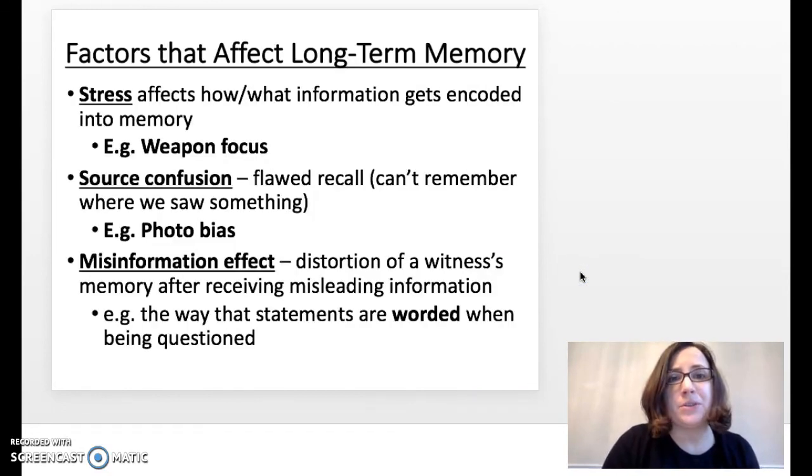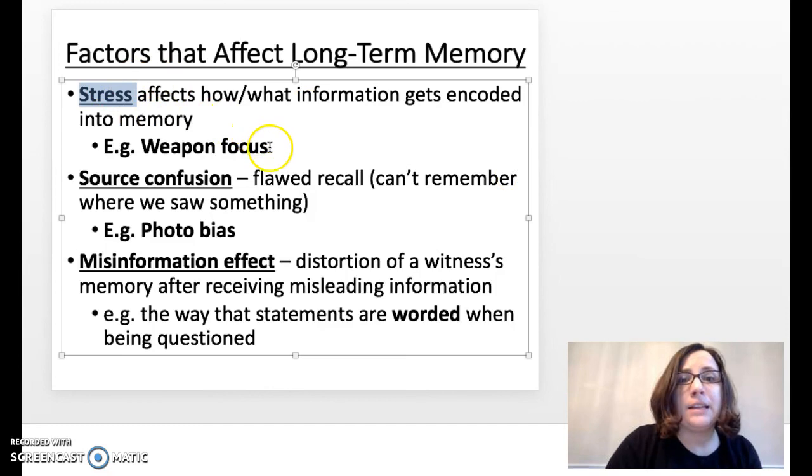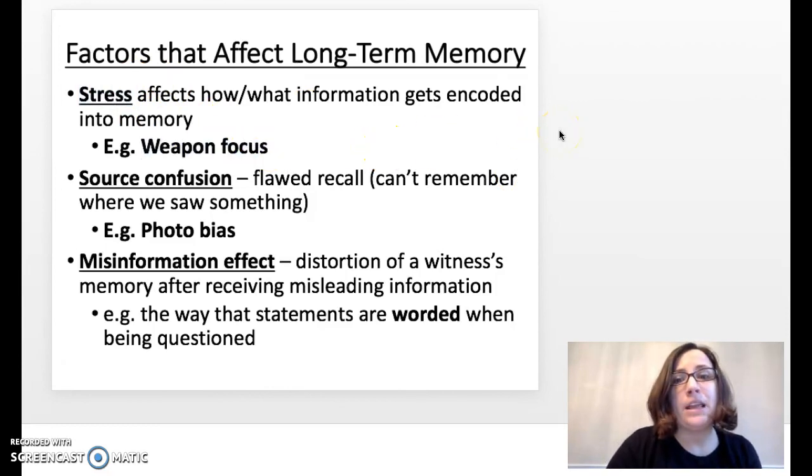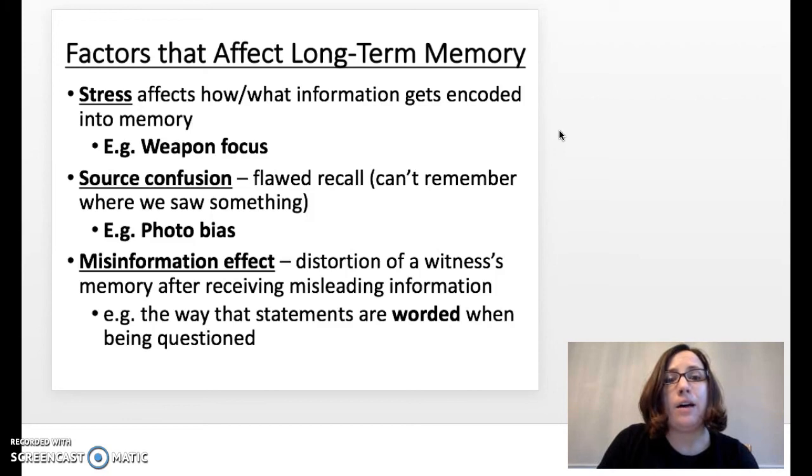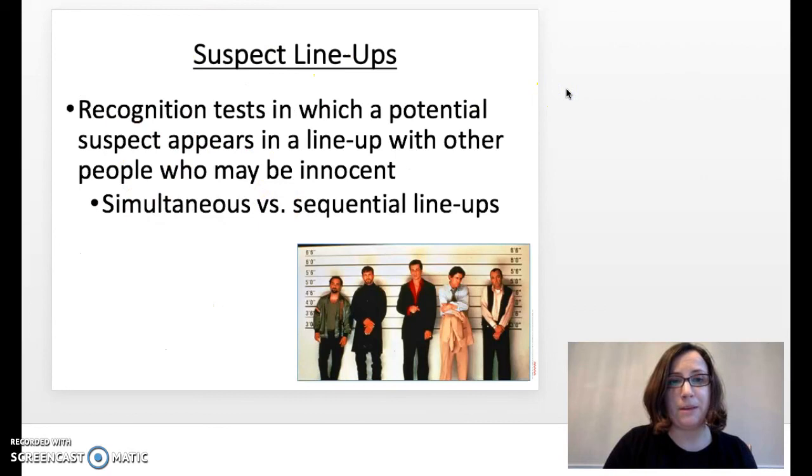A few other factors that we talked about that can affect long-term memory are things like stress. An example is weapon focus. If there's a weapon present in a moment, someone might have a hard time remembering something. We also talk about source confusion and the misinformation effect. So just make sure that you're familiar with these three factors that can impact our long-term memory.